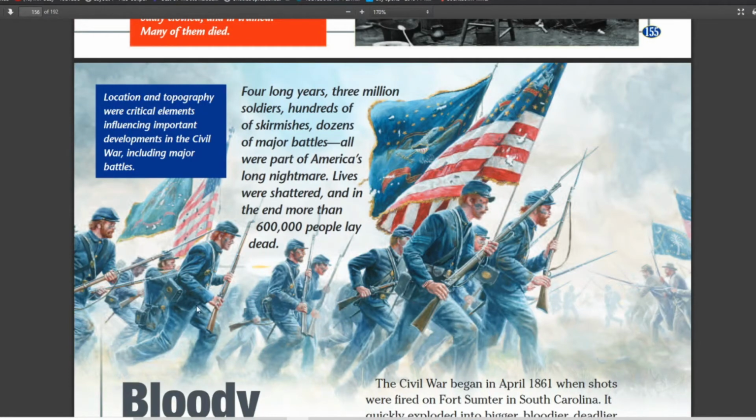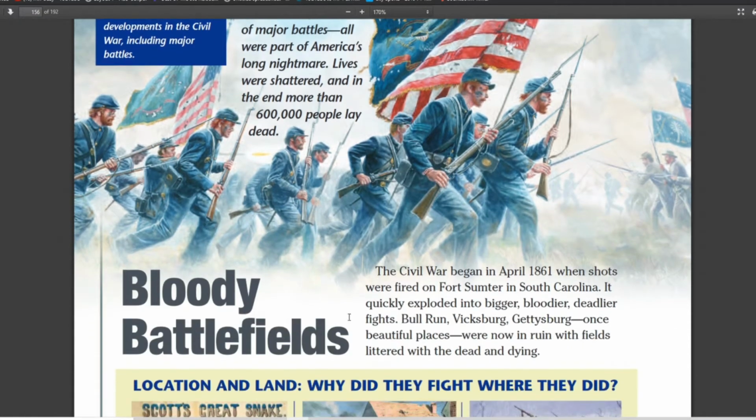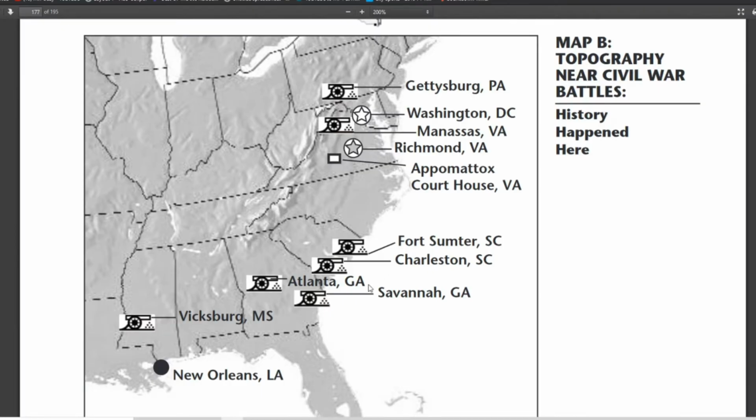Okay, today we're going to talk about bloody battlefields. This is the lesson where we're going to be talking about the major battles of the Civil War, and we're really only going to discuss three of them. Although Fort Sumter, we should remember, is the beginning of the Civil War that occurred in South Carolina, and we can see that in our map in our workbook.